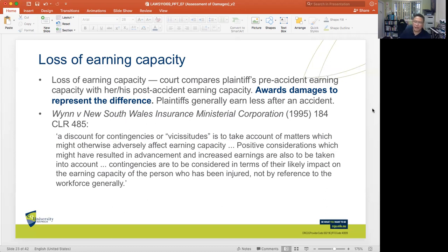So there is some kind of a guesswork involved as well, because when you look towards the future and try to compute for lost future earnings, you don't really know what will happen in the future, because the future is uncertain or unknown. So the courts have to try to provide a discount for contingencies or vicissitudes.